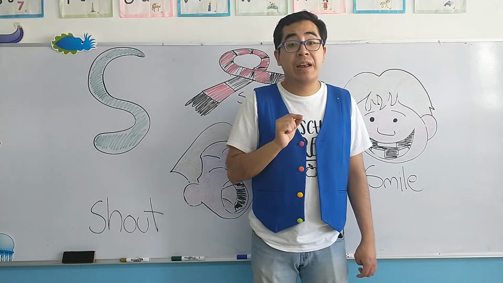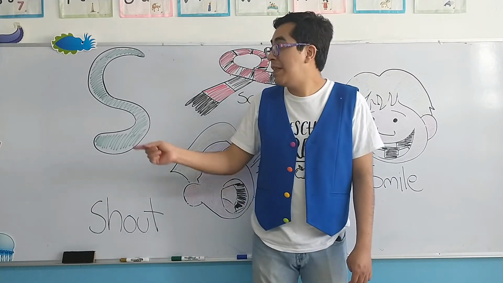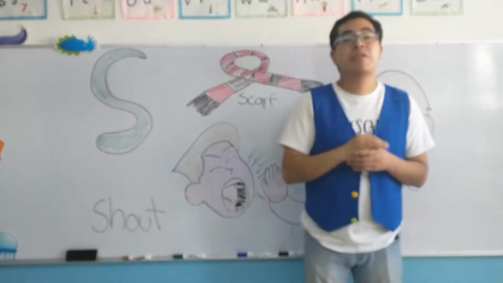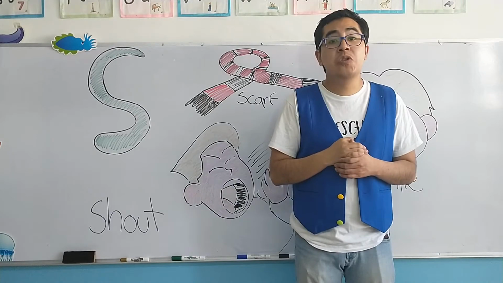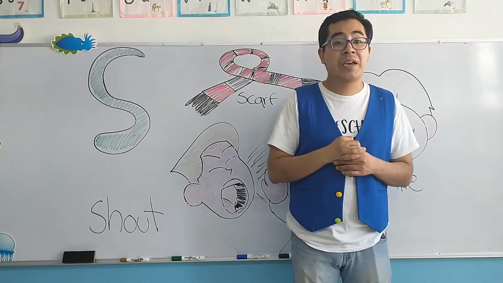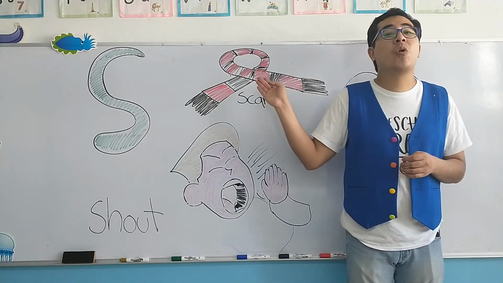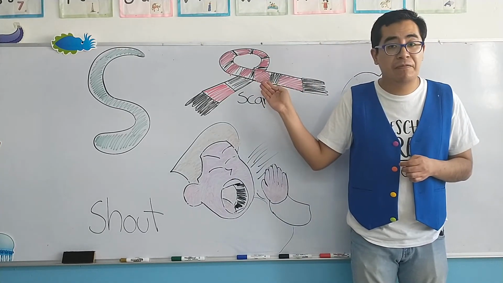So, the capital S is like the snake. And today we have three objects that use the capital S. The first object is right here and it's called scarf.